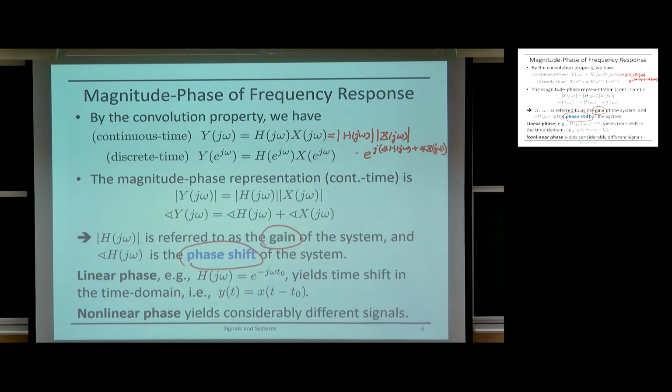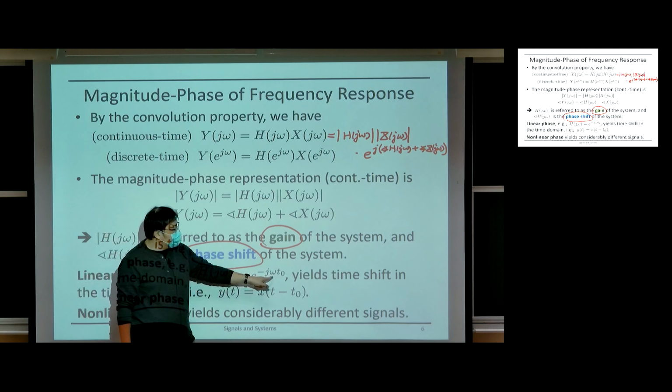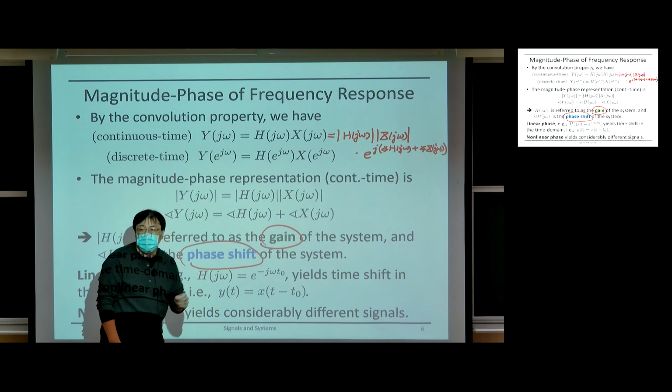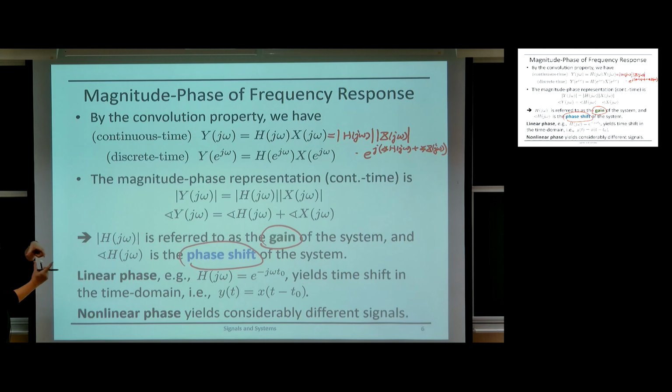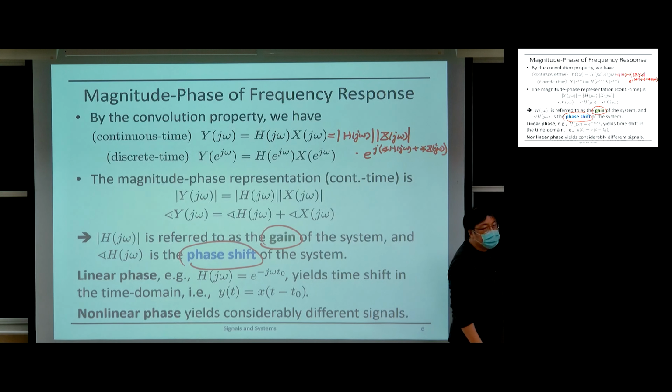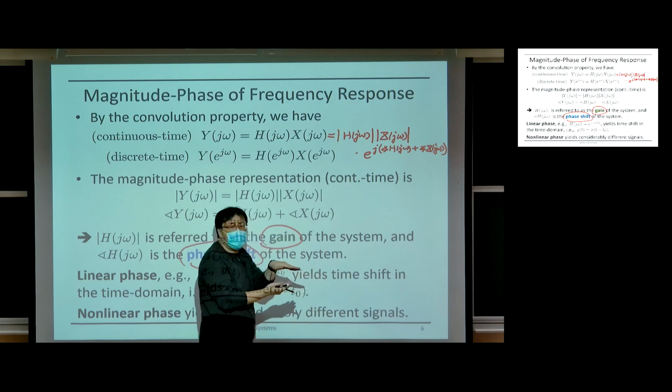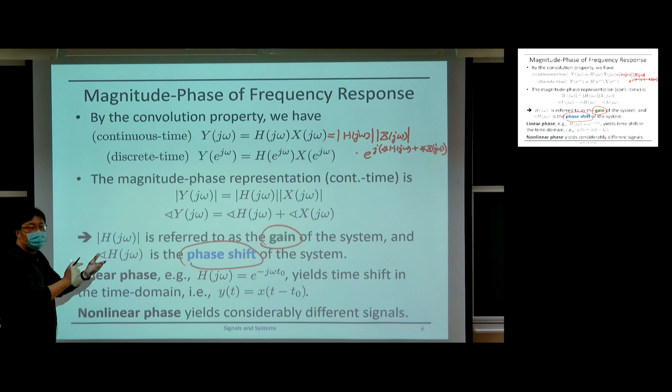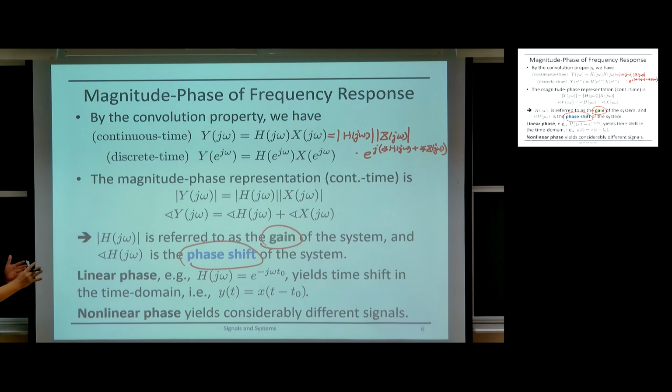So the same shape of the signal remains, it's just delayed by t naught. Okay. Now suppose that you have a nonlinear phase. Nonlinear phase means that now every frequency component is no longer delayed by the same amount t naught. Okay, so different frequency components may now be delayed by a different amount. So when they are delayed by different amounts, the different frequency components no longer add together in the same way. So the shape of your signal now will become distorted, okay?